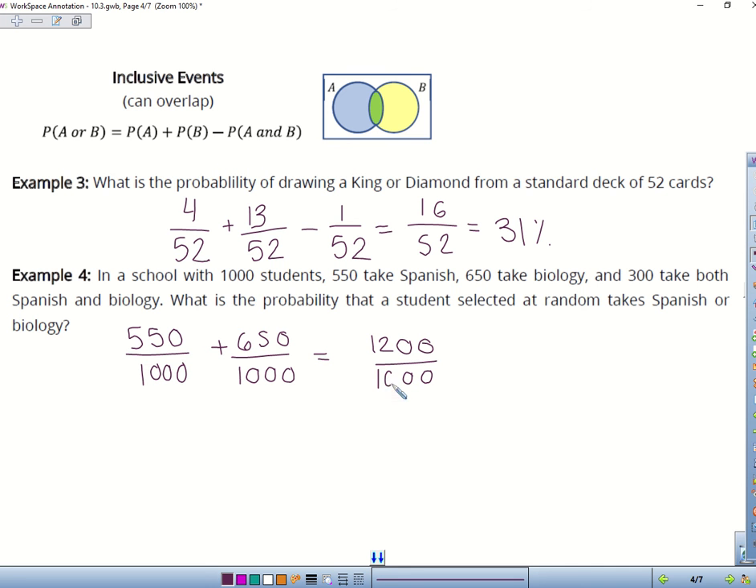So I just want to show you something that tells you right off the bat that there's an overlap. This is bigger than 1. Probability can't be bigger than 1. This is a high indicator that we double counted. So we need to subtract away 300 over 1,000, because we've double counted all those students who take both Spanish and biology. We counted them again and again. You can't double count. That gives you 900 over 1,000, which is 90%.